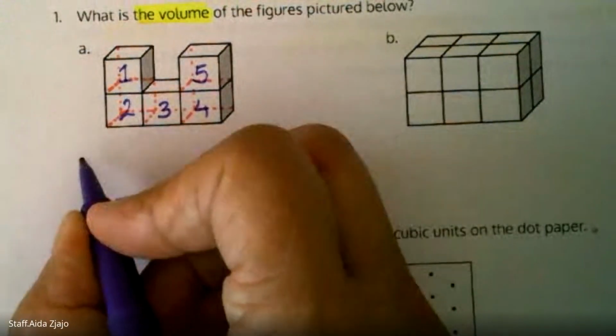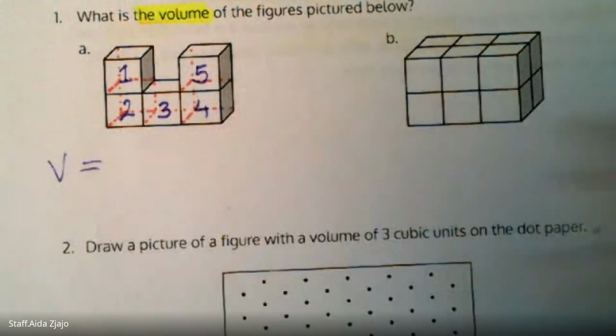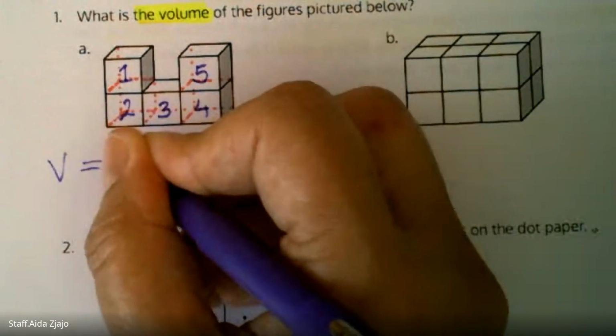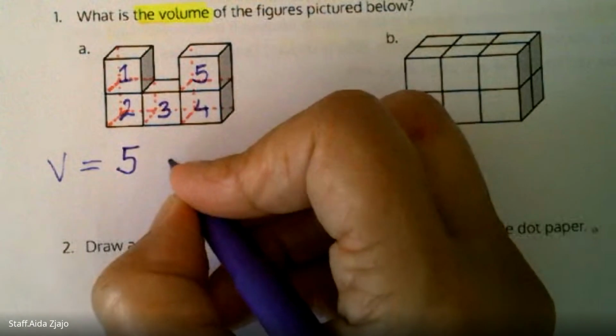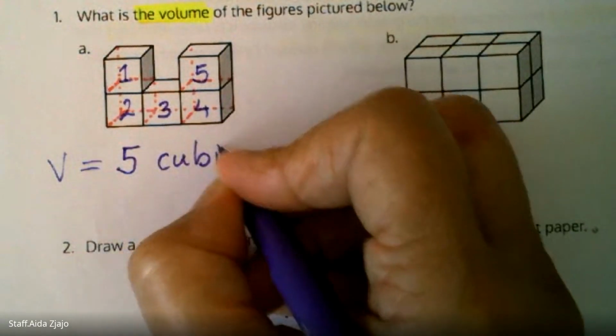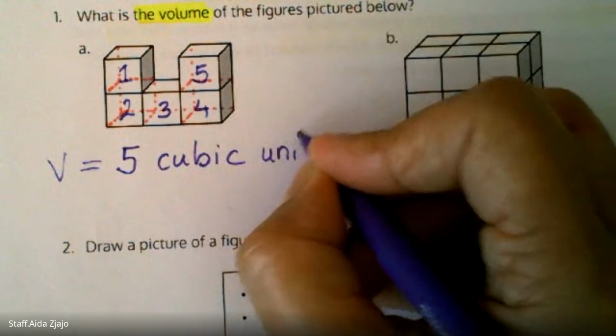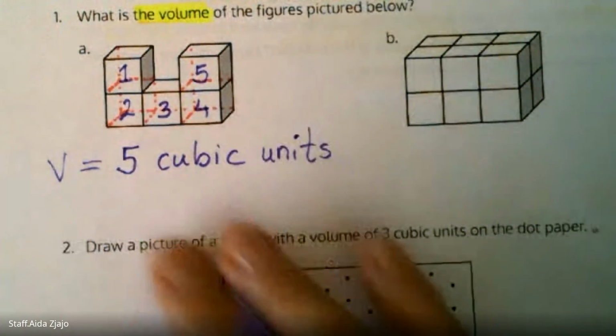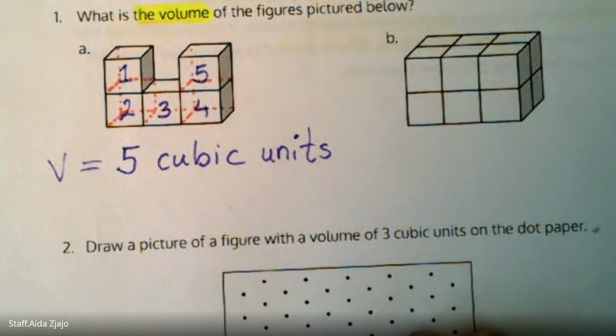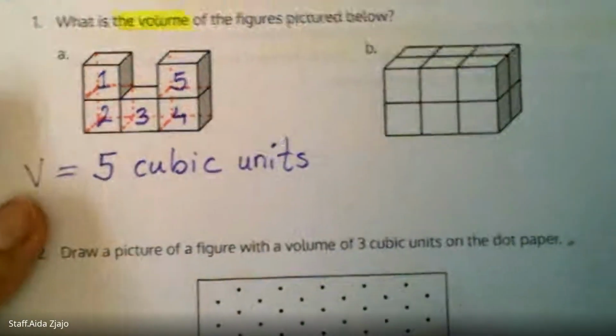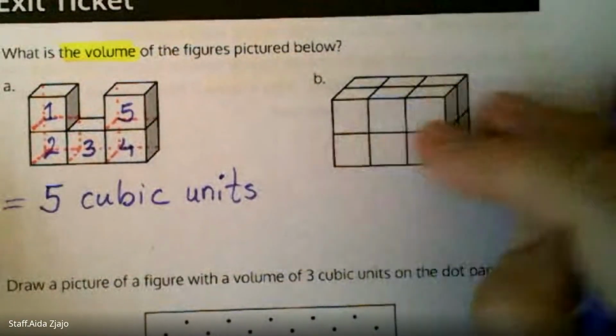So the volume is 5 cubic units, or five cubes. Okay, so now by knowing that, it's easy to find this one.